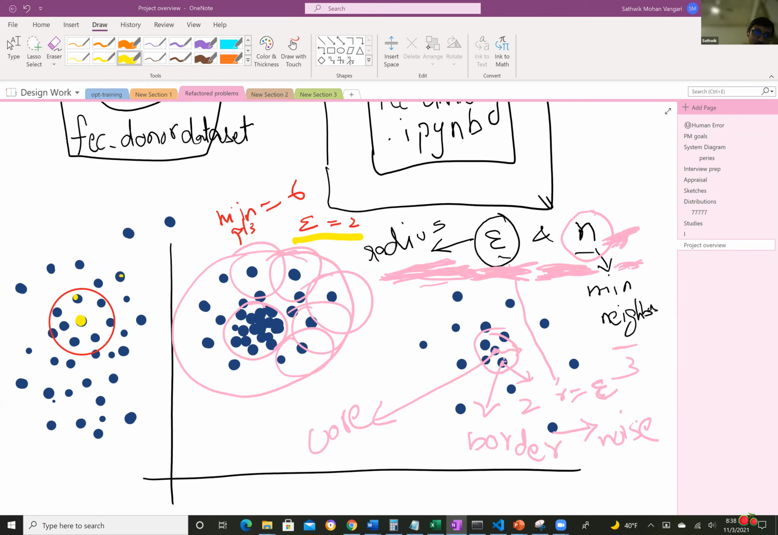So this one has about 7 neighbors, so it's a core point. The next one, which is this point, has like 4 or 5 points. So that point is not satisfying the minimum number of neighbors condition, which means it's not a core point. I'm talking about this point here. So this becomes a border point, because it's not satisfying the minimum number of neighbors condition, but it is present in the circle of another core point. Now this point I marked as core initially.